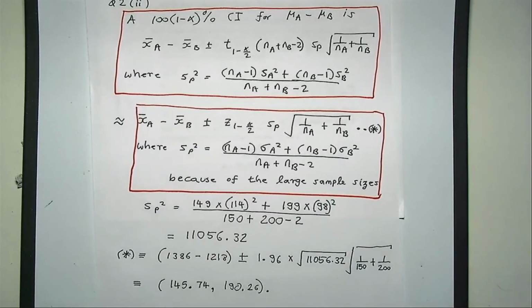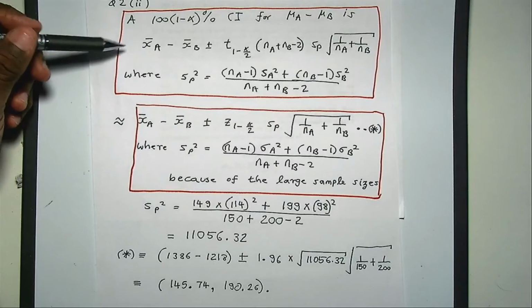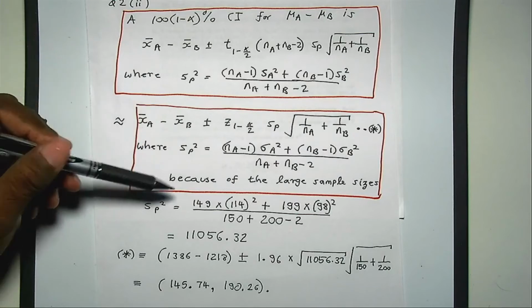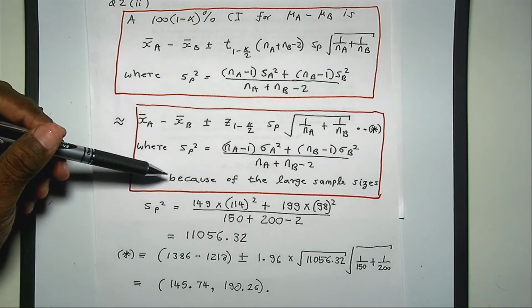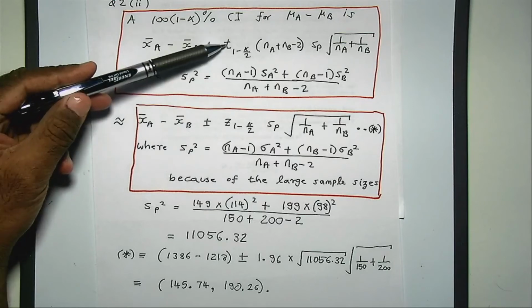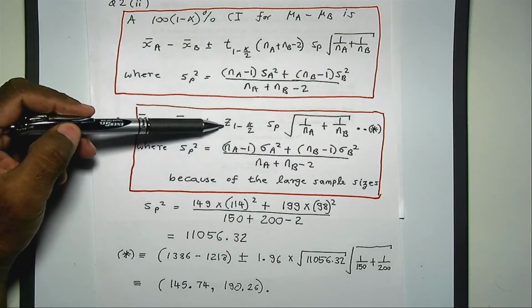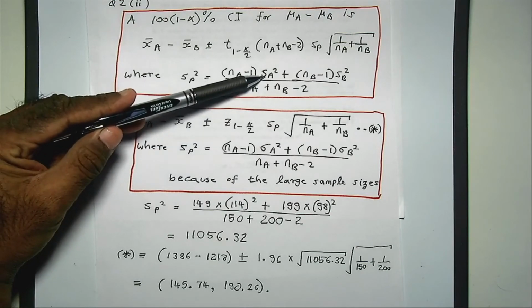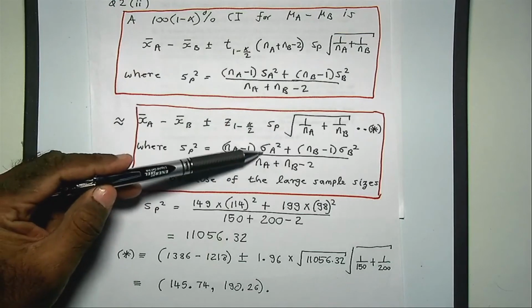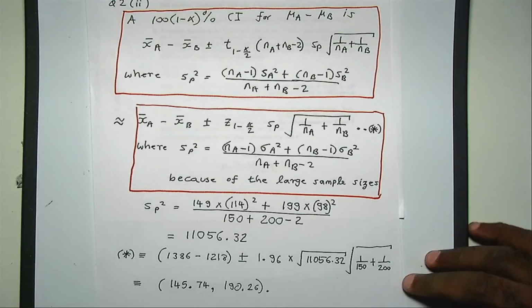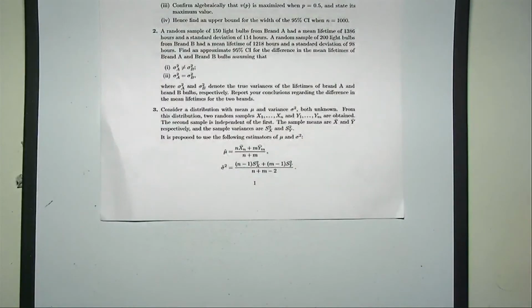So you see what I've done, and this is the formula that I gave you in the lectures and also in the videos. But for this question, because the sample sizes are large, like 150 and 200, which are really large in statistics, I have approximated the T percentile with the Z percentile, which is the standard normal percentile, and I've approximated the sample variances, this one and this one, by the population variances, which are given in the question. Right? Alright, so that completes question 2.